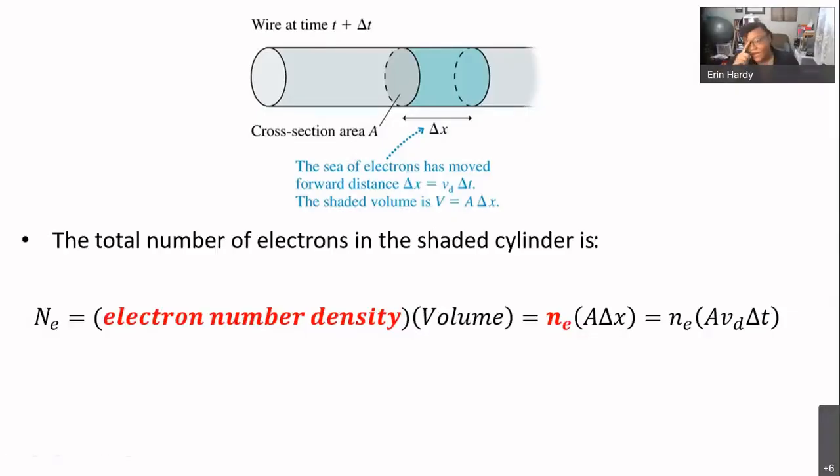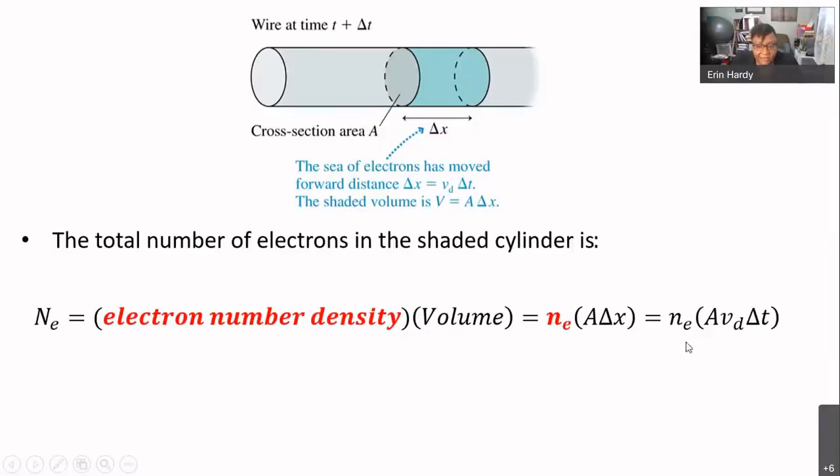So now we want to take a look at the relationship between the actual volume of this cylinder and the drift speed, V sub d. So our electron number density is our lowercase n sub e. The volume I can express as the cap area times delta x. And this delta x is something that I can write in terms of the drift speed and delta t.